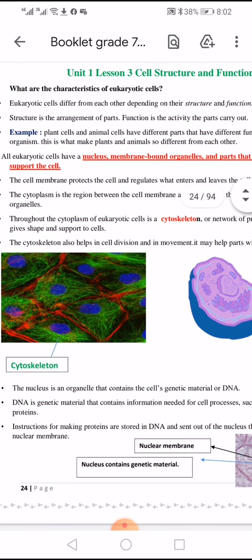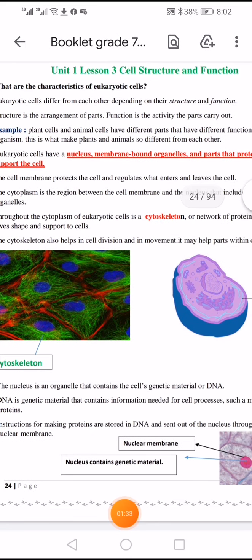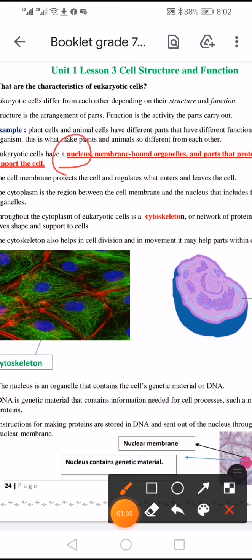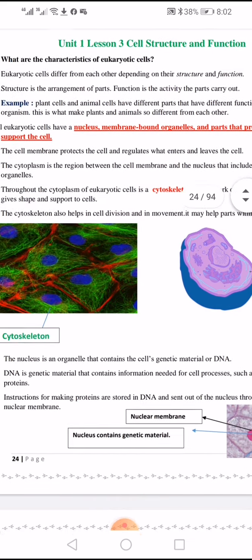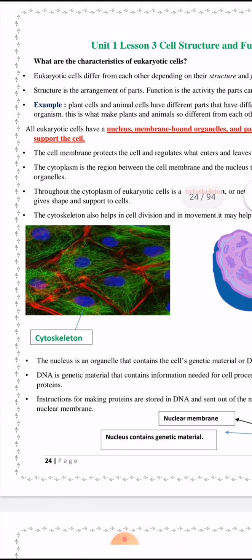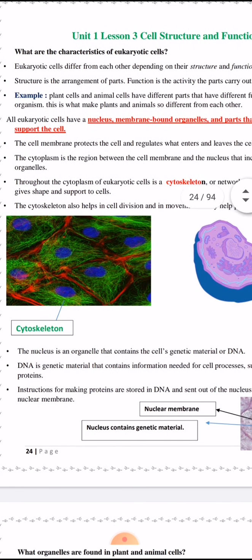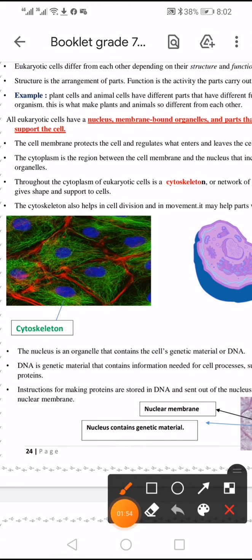All eukaryotic cells have a nucleus, and membrane-bound organelles like this. There are also organelles and parts that protect and support the cell, like the cell membrane, which protects the cell. So the cell membrane is an organelle, a structure.